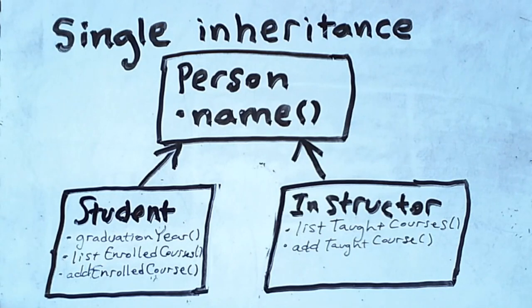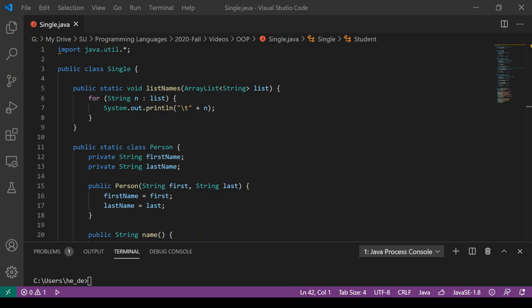Let's implement this specific example in Java. For this example, I've put all of the code into a single Java class file. So the class is named single, but it contains several classes within it, and this is allowed if those classes are static, as indicated by the static modifier here. Now this here is just a static method. This listNames method will be useful to us because both the student and instructor classes have methods that involve listing names of courses, and so we'll reuse this bit of code.